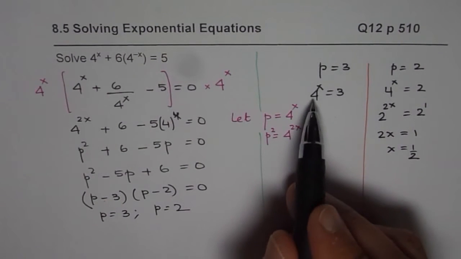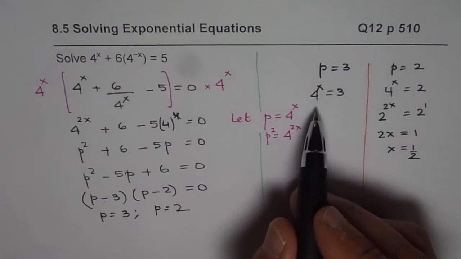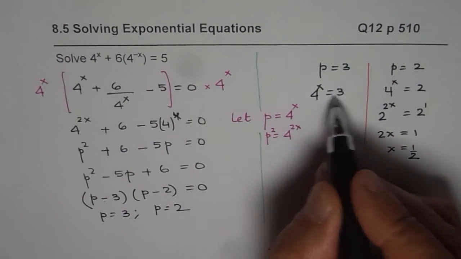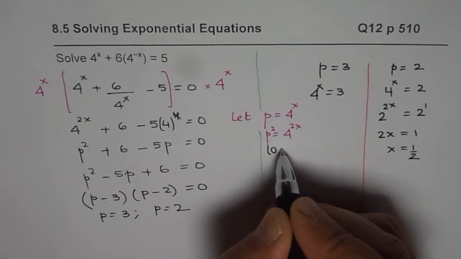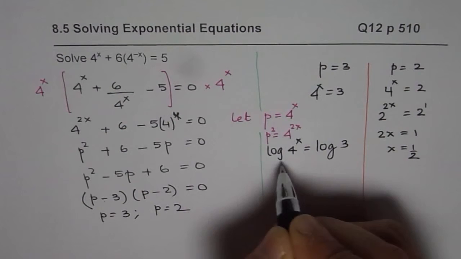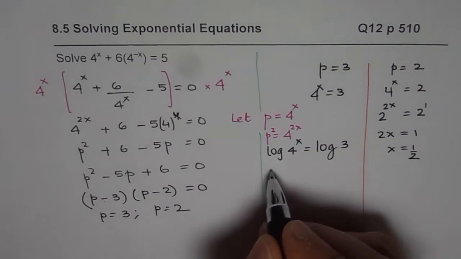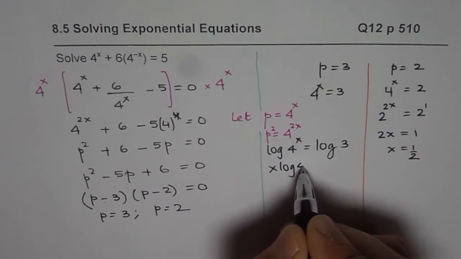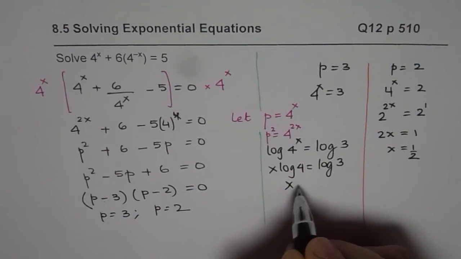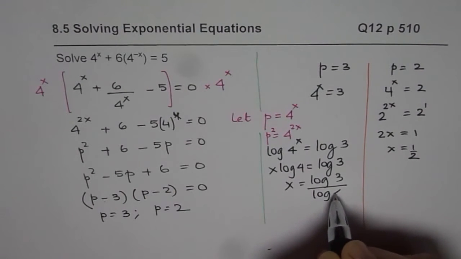Now let us see how to solve 4 to the power of x equals 3. Now we'll take care of logarithmic properties, that is, take log on both sides. So if I take log on both sides, I get log of 4 to the power of x equals log of 3. We are taking it to the base 10 so that the calculator can be used, right? So we can write this as x times log of 4, that is the power rule, equals log of 3, or x equals log of 3 divided by log of 4, correct?